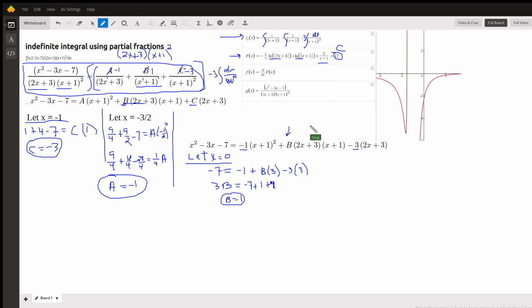Okay, and if you go to Desmos, when I give you this graph, that's your answer. If you use the Desmos derivative operator and the original function, these two should overlap each other, and you'll see that they do.